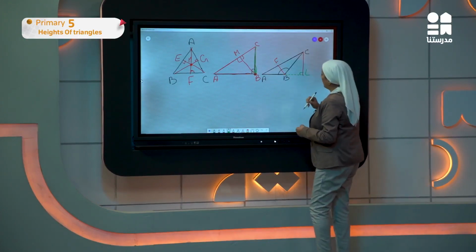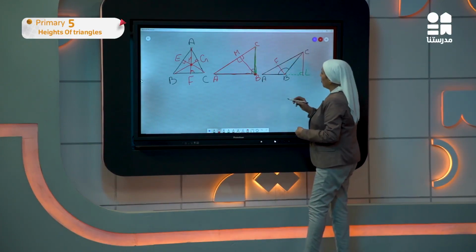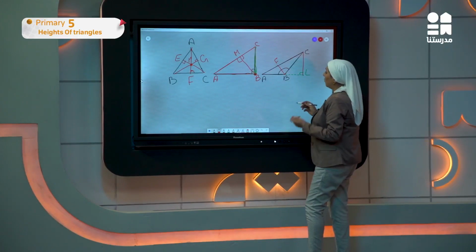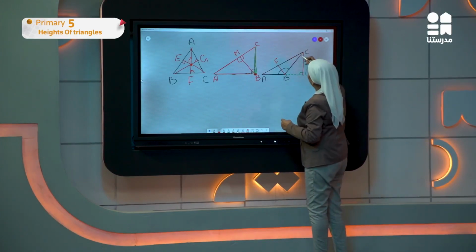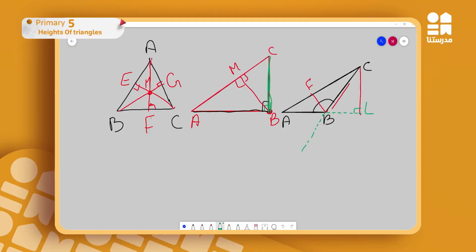Then the third one that I want to drop is from the point A. I haven't dropped an altitude from the point A until now. So I have to extend CB so that I can drop an altitude from the point A. Then my altitude will be, for example, AE. So here my third altitude is AE. So my altitudes in this one are CL, BF, and AE.